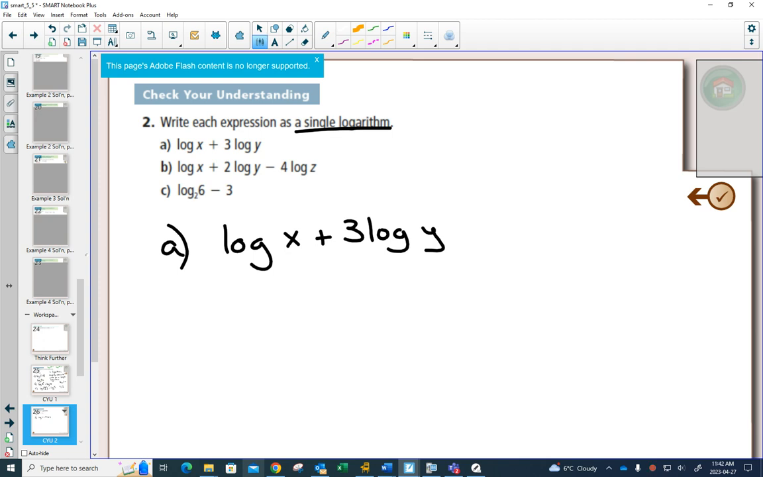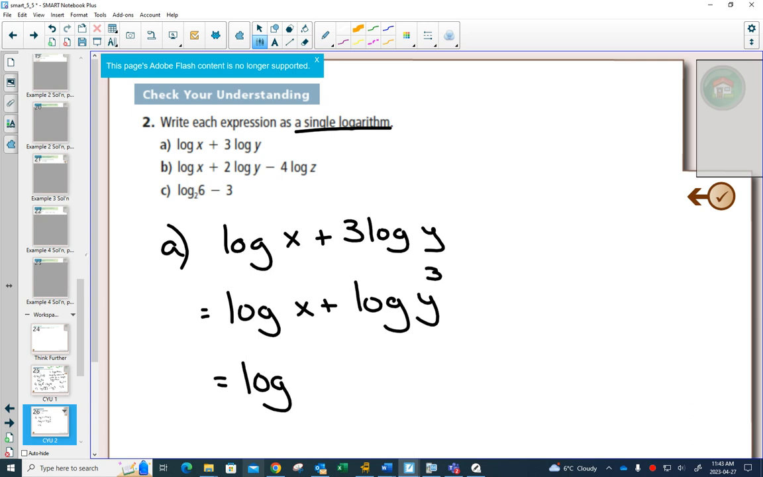But is there something we could do with that 3? Yes. Log law number 3 says if you have a number out in front of a logarithm, you can move that inside the logarithm as an exponent. So I can rewrite this, and I would have to do this first. I can move that 3 in as an exponent. And now I have 1 log plus 1 log, and I'm able to use my first log law and say, if you're adding 2 logarithms, you can combine those together by multiplying inside the logarithm.